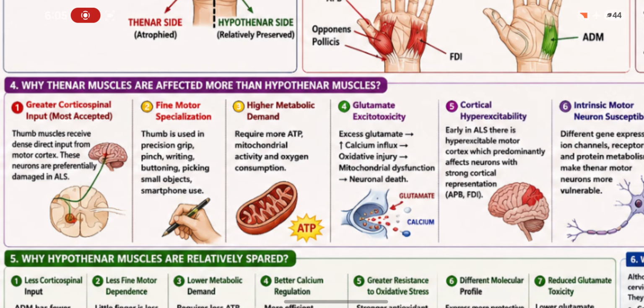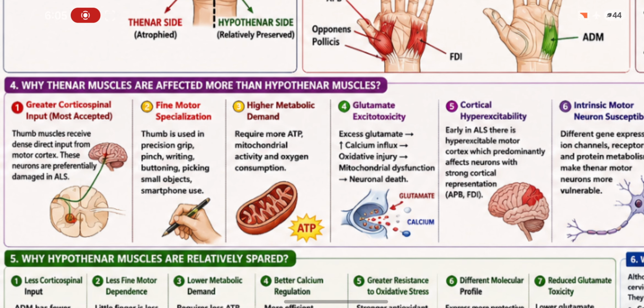The higher metabolic demand of the thenar muscles is another proposed mechanism. Motor neurons supplying these muscles require greater amounts of ATP, increased mitochondrial activity, and higher oxygen consumption to maintain their continuous function. ALS is known to cause mitochondrial dysfunction and impaired cellular energy production. Consequently, neurons with higher metabolic requirements are more likely to fail earlier, resulting in preferential degeneration of the thenar muscles.